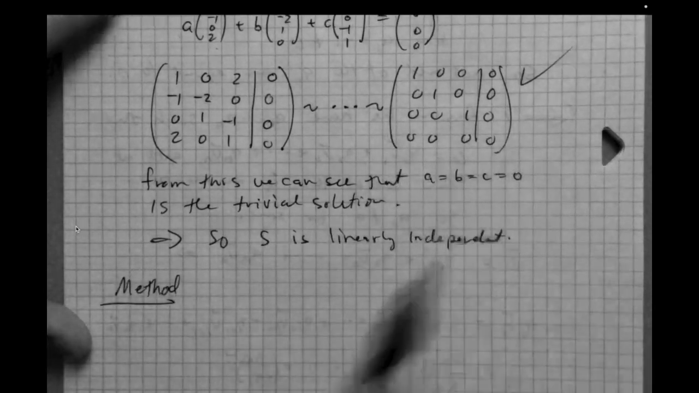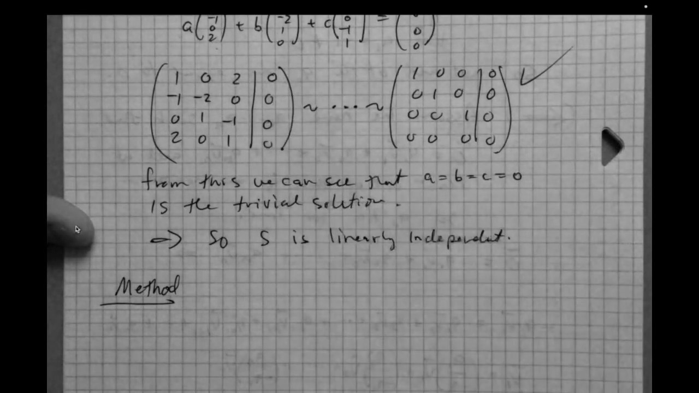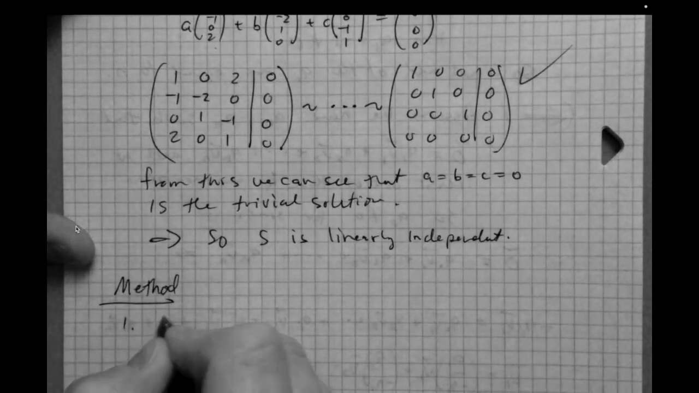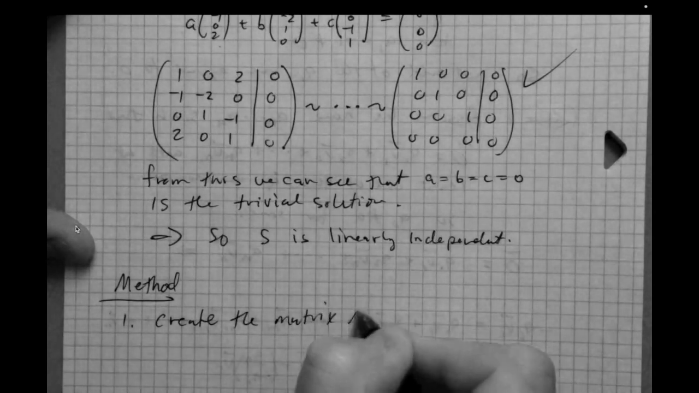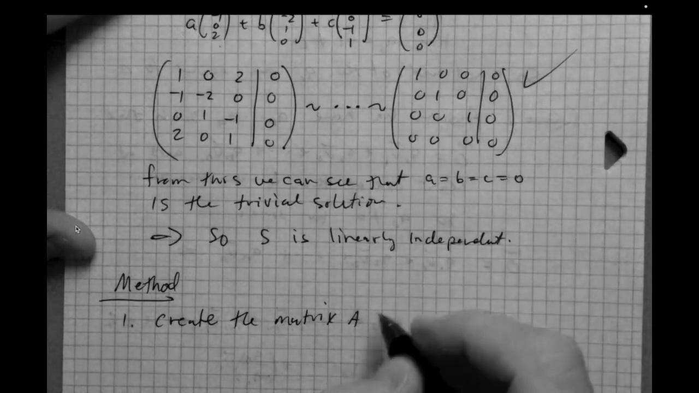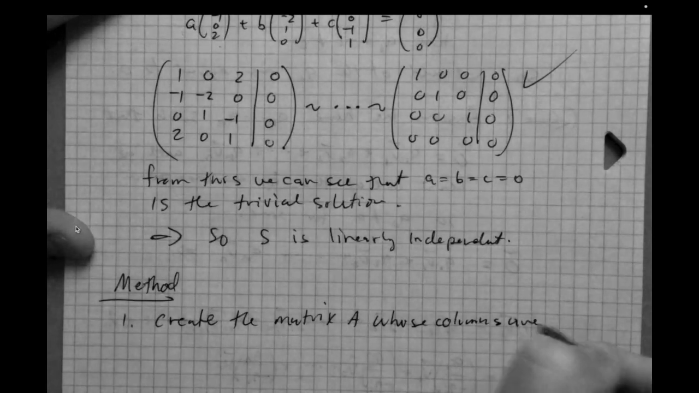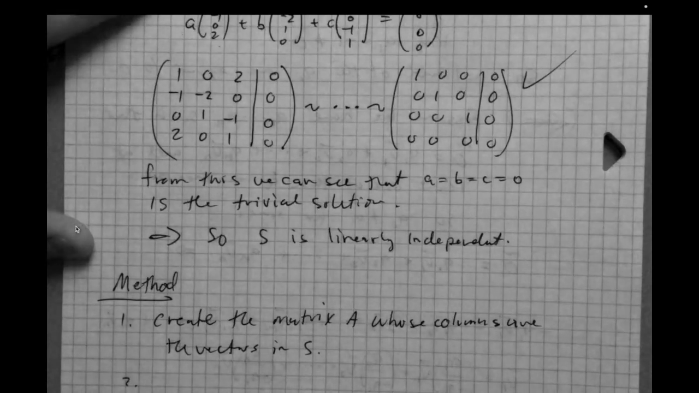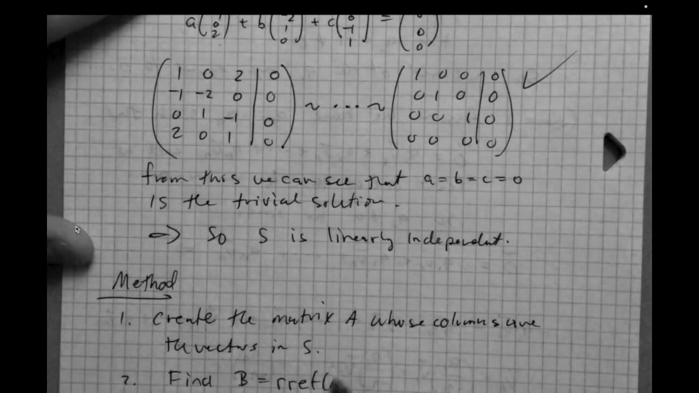It actually can be simpler than this. You don't actually even need the scalar portion of the augmented matrix. The method is going to be: step 1, let's create the matrix A whose columns are the vectors in S. Step 2, row reduce A to find B, so find B equal to the reduced row echelon form of A.